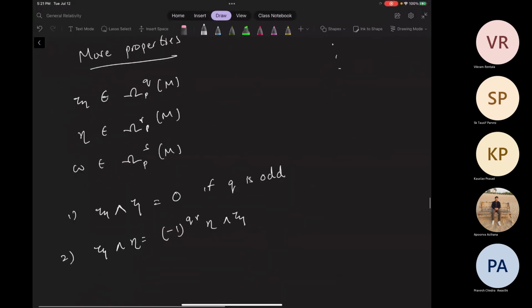Okay, so some more properties of these forms. If xi is a Q form, theta is an R form, omega is an S form. The first thing is xi wedge xi is 0 if Q is odd. So xi wedge itself is 0 if Q is odd.